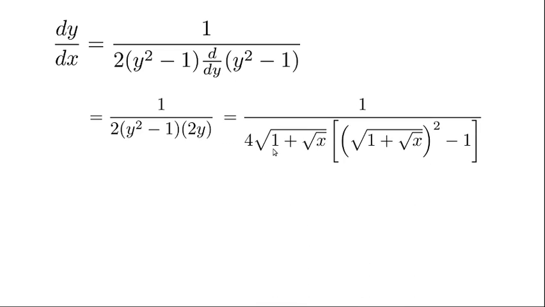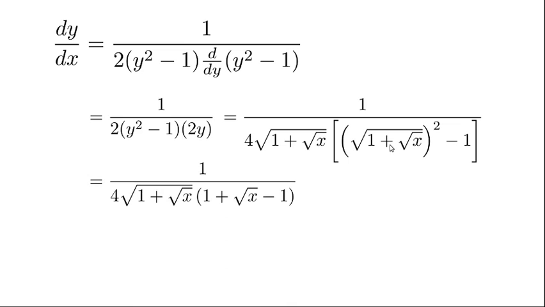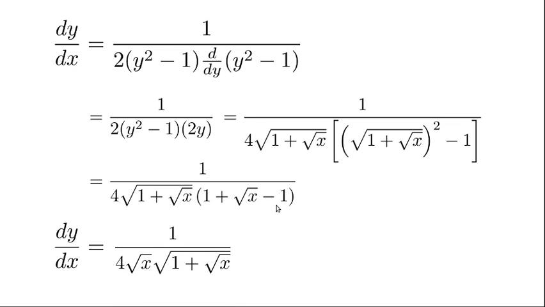So the value of y is root of 1 plus root x. Therefore we get 1 upon 4 times root of 1 plus root x into y square minus 1. y is root of 1 plus root x whole square minus 1, and that reduces to 1 plus root x minus 1. 1 gets cancelled. We get dy by dx equal to 4 root x into root of 1 plus root x.